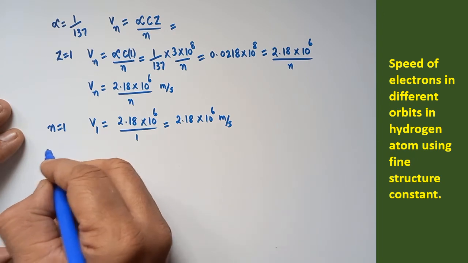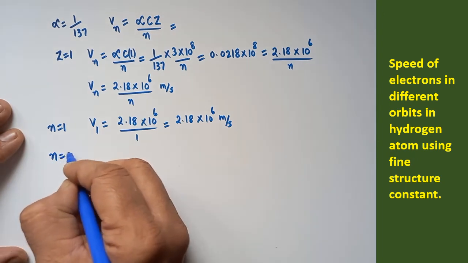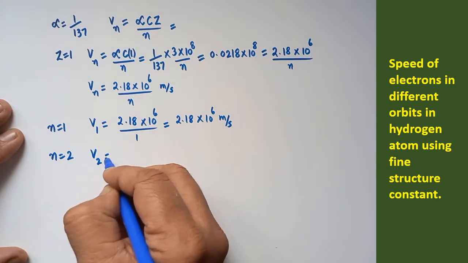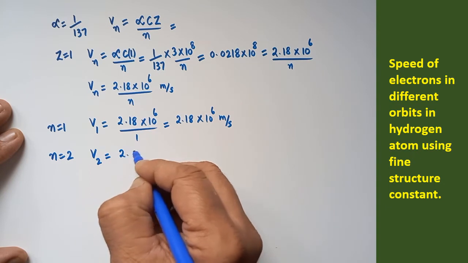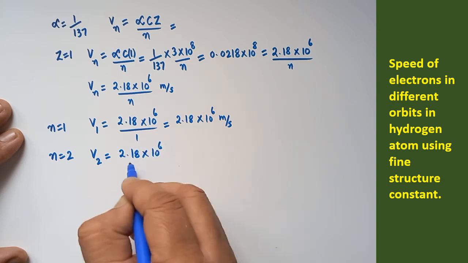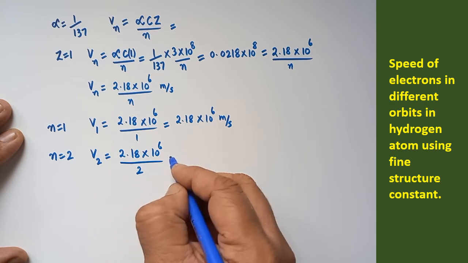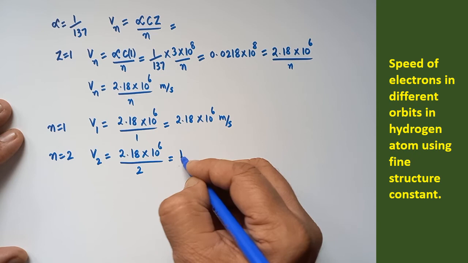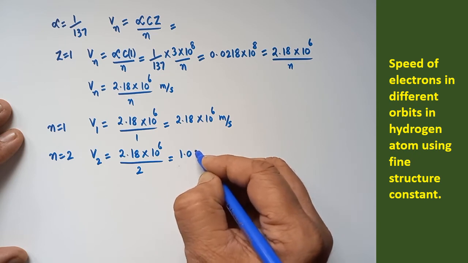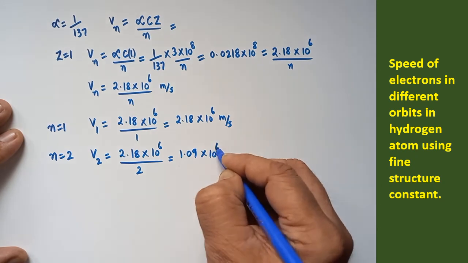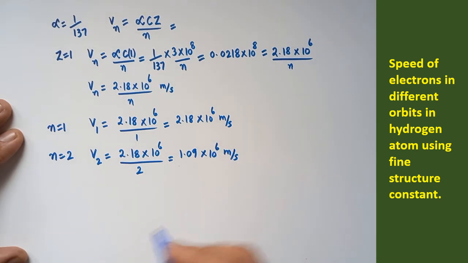Now I am going to calculate the speed of the electron in the second orbit. So what is to be done? V2 is equal to the same formula, 2.18 into 10 to the power of 6 whole divided by 2. Its answer is half of this, 1.09 into 10 to the power of 6 meter per second.